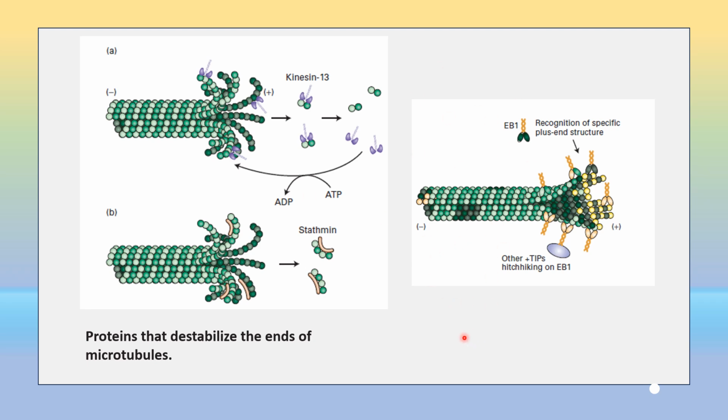Similar to this, we have certain other proteins which help in stabilization, like the EB1 protein. It helps to recognize the positive ends and binds at those regions. There are many other proteins which help in the stabilization of the plus ends as well, like those tip proteins. So these are different proteins which basically govern the formation, the polymerization and the depolymerization of those microtubule elements.